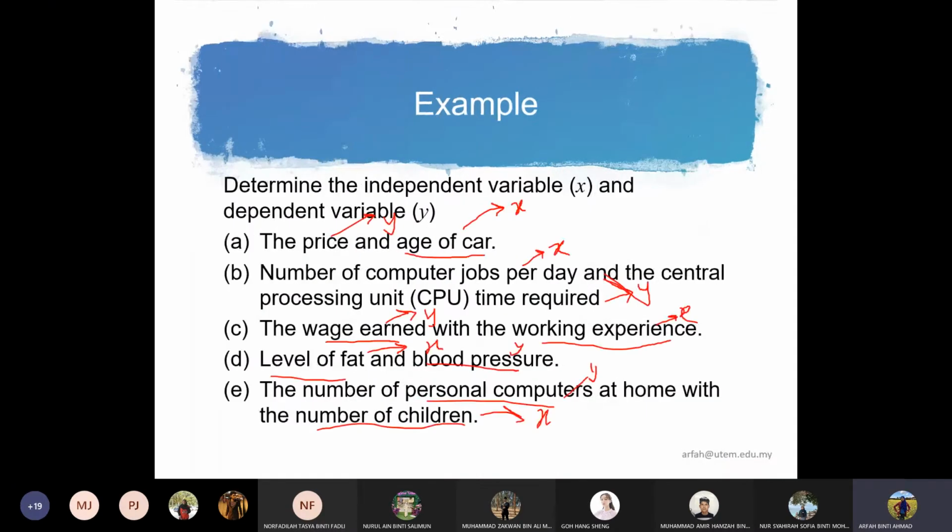So, yang lain dapat. That is the relationship. First thing first, you have to determine which one is your X, which one is your Y. Yang mana independent variable, yang mana dependent variable. Bear in mind, independent variable will determine the value of dependent variable. Okay.